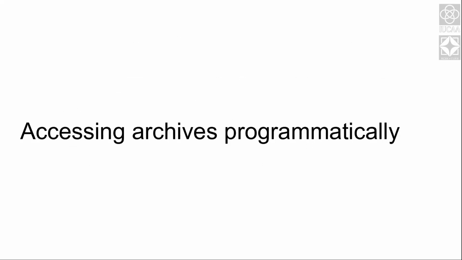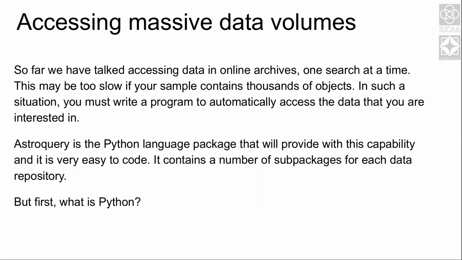So far we've looked at accessing data in the archives by searching for individual objects or visualizing things in Topcat, Aladdin, and so on. But how do you work if you want to access archives programmatically? And why is this important? This is important because when you're dealing with samples of 1,000,000 objects, you cannot afford to look at each object individually and figure out what's going on. You need to do it as part of a computer program.